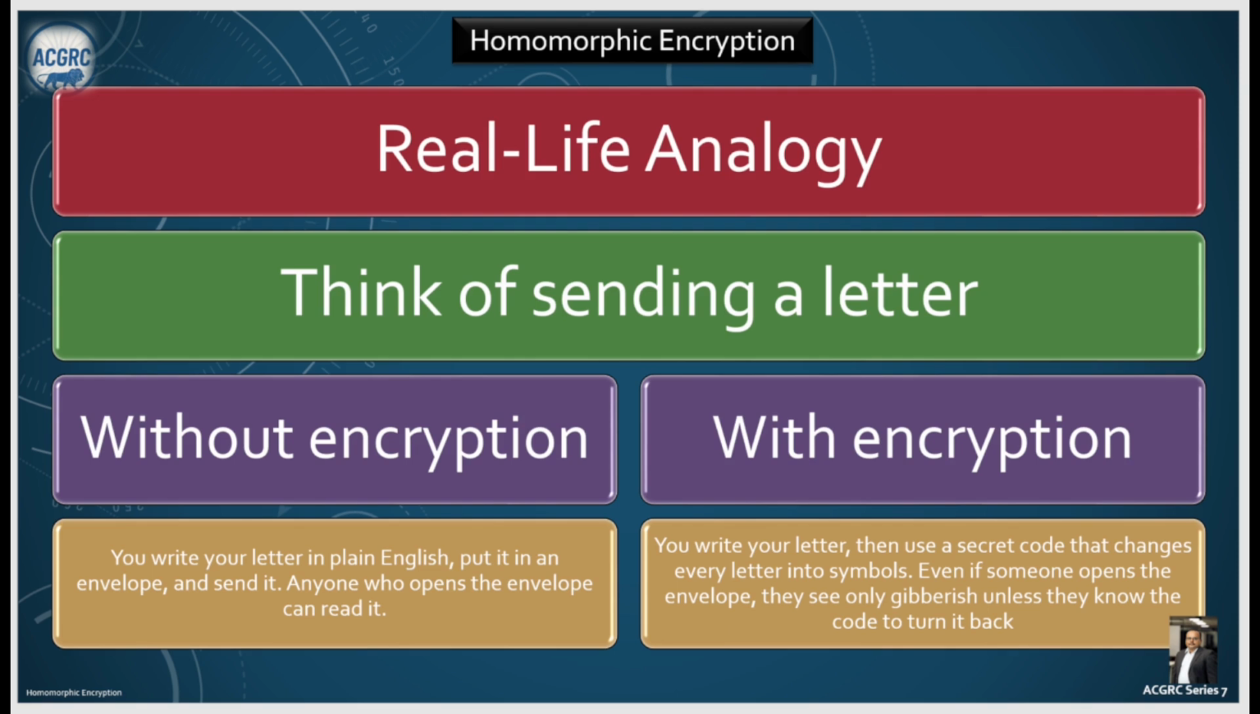Think of sending a letter as an example. Without encryption, you write your letter in plain English, put it in an envelope, and send it. Anyone who opens the envelope can read it. But with encryption, you write your letter, then you use a secret code that changes every letter into a symbol. Now, even if someone opens the envelope, they see only gibberish unless they know the code to turn it back.